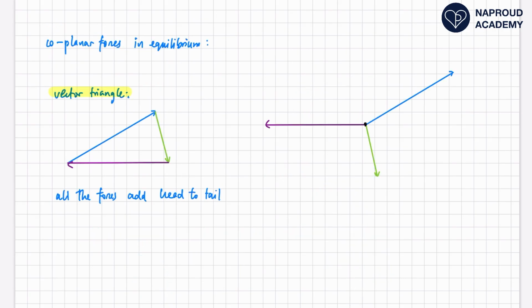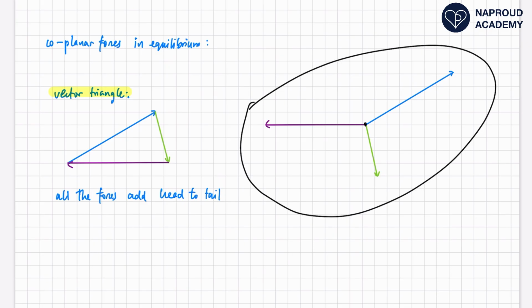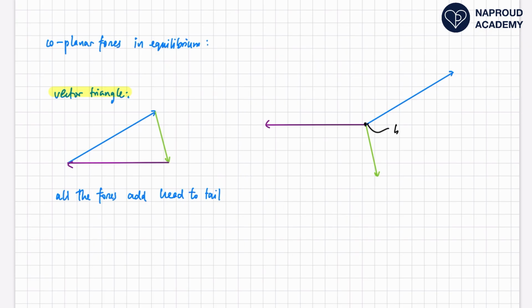Another way of representing force systems is by drawing vector diagrams. If we have coplanar forces in equilibrium, forces can be joined to form an enclosed shape. If we have three forces that act on a body, for instance, as in here where this black dot in the middle is supposed to represent a body, we can form a vector triangle. So that's the diagram here on the left.